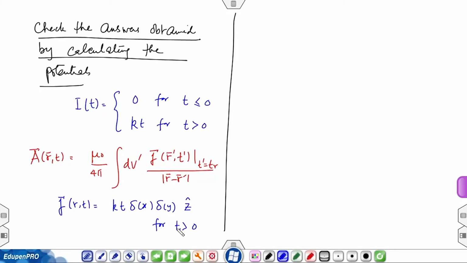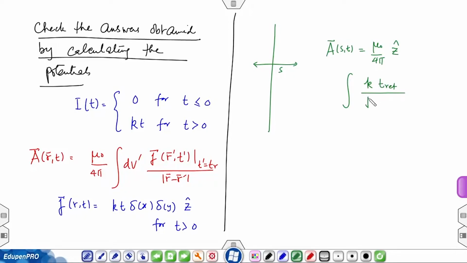And again, it is a long wire, so things depend only on s. All that symmetry arguments say is that it does not depend on phi, and we get A(s,t) equals mu 0 over 4 pi in the z direction integral of k t retarded divided by square root of s squared plus z prime squared. Delta function integrals have already been done. So, this is going to be dz prime.